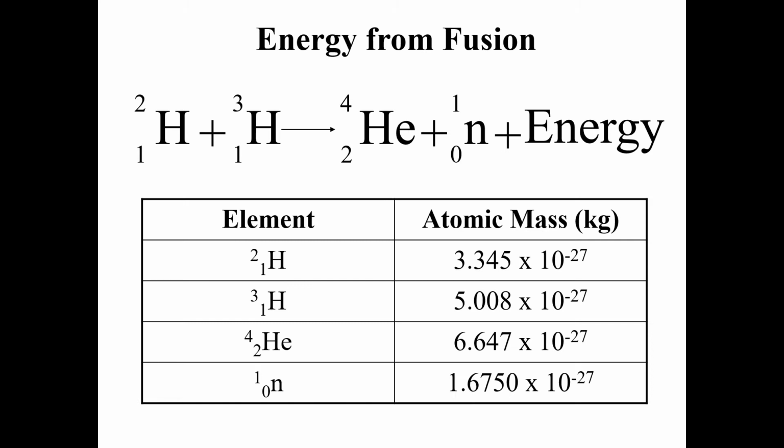First of all, you need to know the atomic masses on the reactant side and on the product side. On the reactant side, we have deuterium and tritium. The mass of the deuterium is 3.345 × 10^-27 kg. Similarly, the mass of the tritium is 5.008 × 10^-27 kg. On the product side, we have the helium nucleus, whose mass is 6.647 × 10^-27 kg, and a neutron, whose mass is 1.6750 × 10^-27 kg.